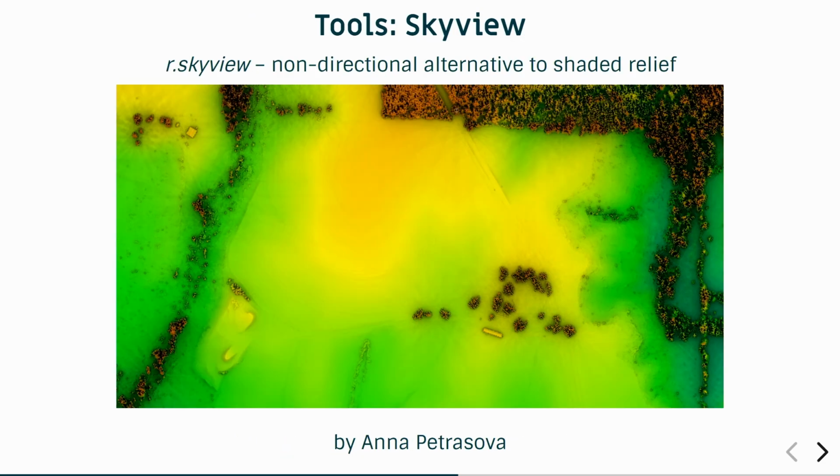Another nice tool is r.skyview, which works sort of like a shaded relief, but it's non-directional. It creates cool visualization, but it is also very advantageous for machine learning and AI in general, because it doesn't have a direction, but it expresses sort of the same thing which shaded relief expresses. So it tells us a lot about the properties of the surface without being linked to just one direction.